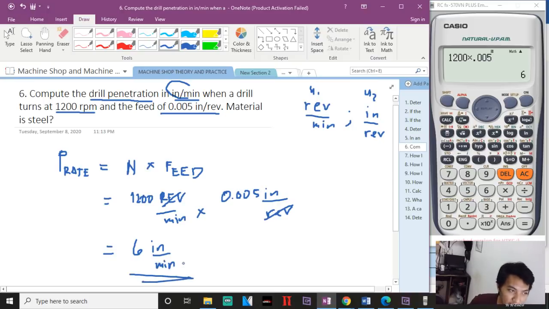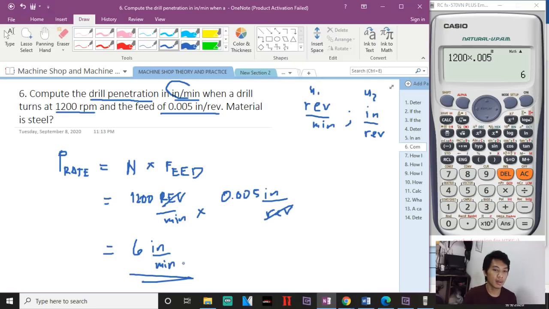Hindi nyo kailangan mag-memorize ng formula. All you have to do is to look for the same units and then cancel them. Okay ba? Maliwanag ba sa atin, mga kaibigan? Yes, sir. Baka wala kayong matututunan, sayang lang.